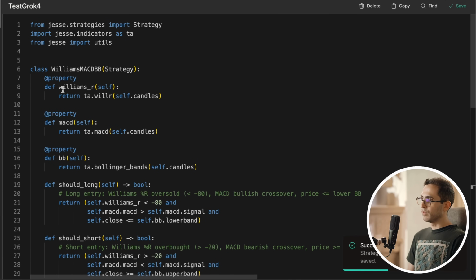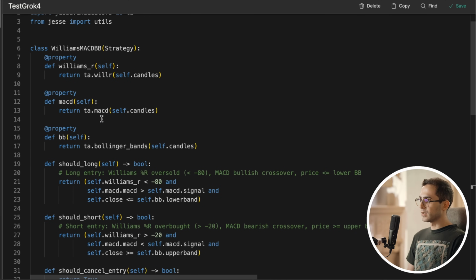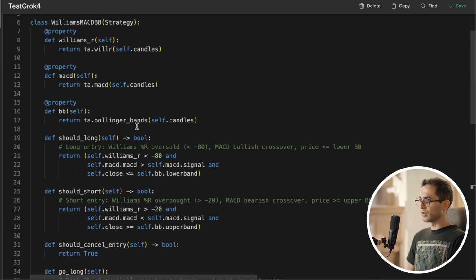Now let's take a look. The Williams R is defined like this. To be honest, I'm not sure about the syntax of this in Jesse, so we're gonna find out when we run it. The MACD is fine. The Bollinger Bands is also fine.